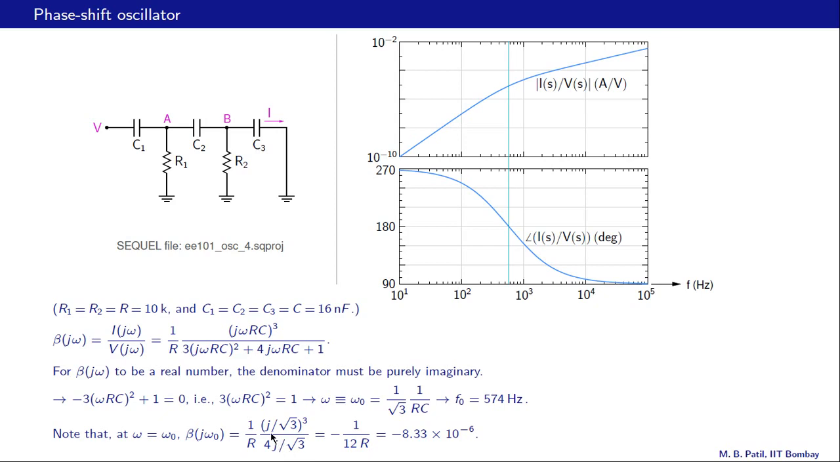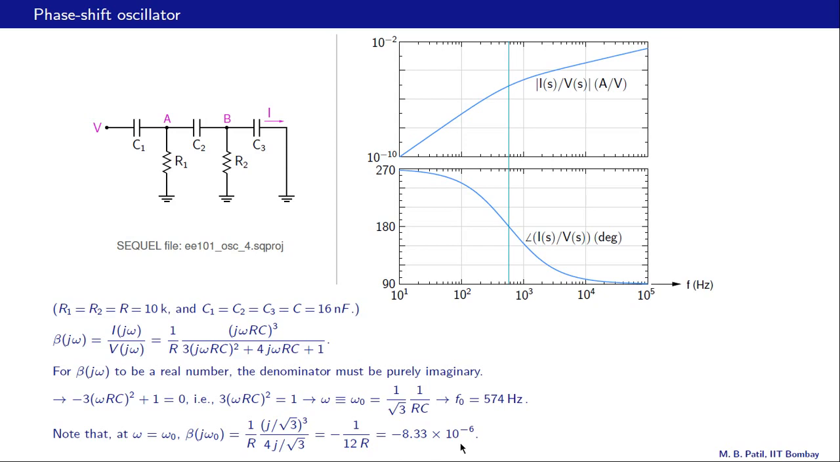Now this j cubed is j times j times j, so that is minus j altogether. J will cancel with this j, and we are left with a minus sign, and this whole thing turns out to be minus 1 by 12R, and with R equal to 10k, this turns out to be minus 8.33 times 10 raised to minus 6, and the units of this are ampere per volt.